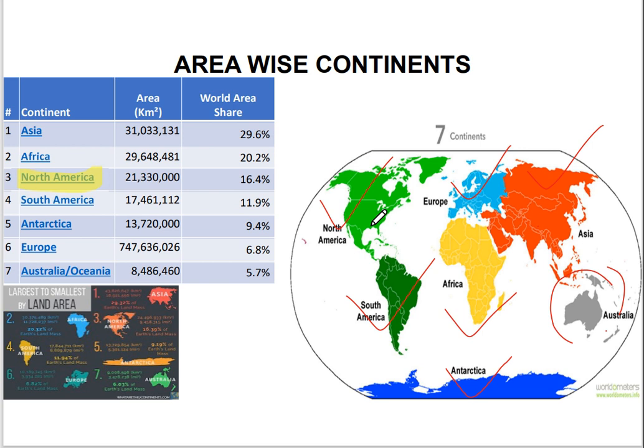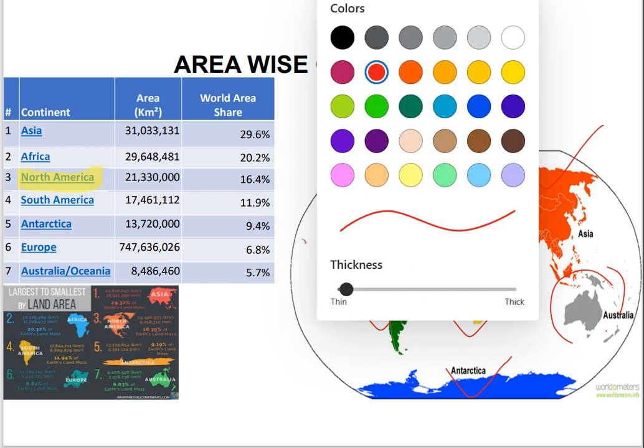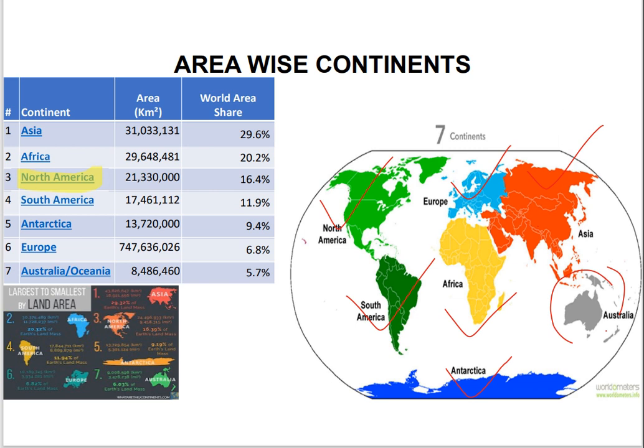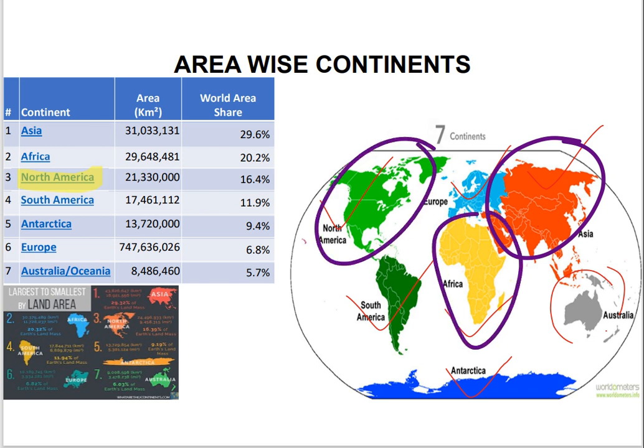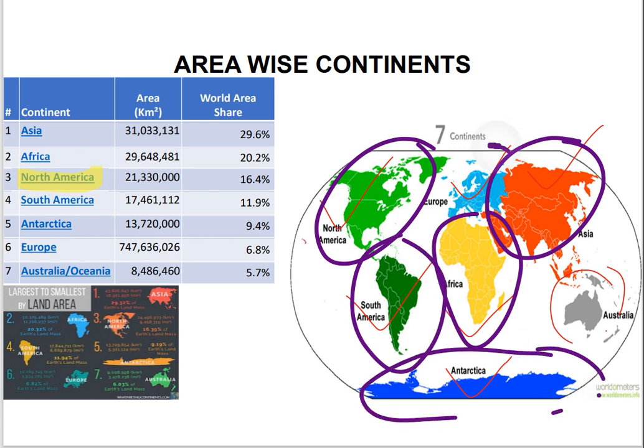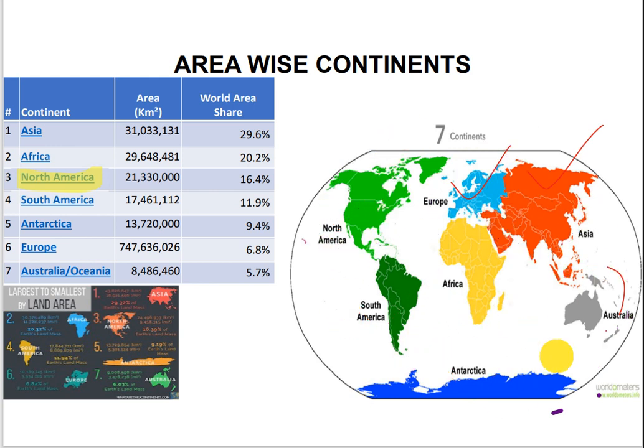So here is the look. Here we can see the picture in the map, and we can identify it. The first one is the Asia continent. The next one is the Africa continent. The third one is North America. Fourth, South America. Fifth, Antarctica. Sixth, Europe, and the seventh one is Australia or Oceania. So here is the map, and we can go through it. So let's erase all these things.